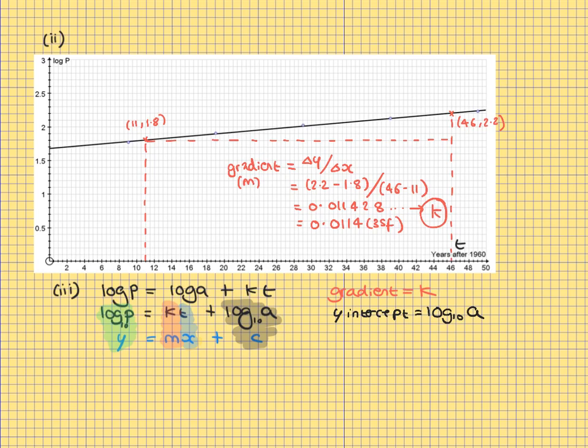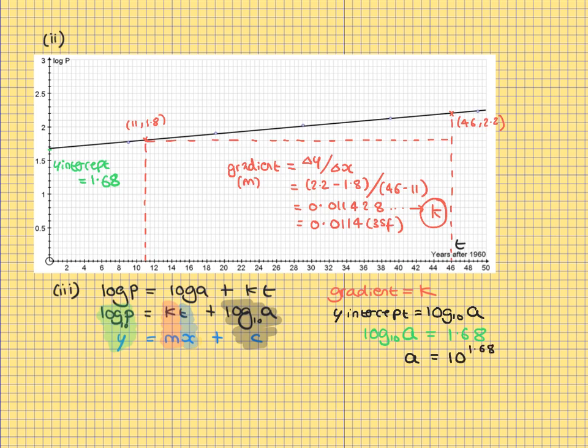I'm going to store this in a calculator memory should we need to use this again later on. So now to find the y-intercept, where we do have to estimate a little bit, we can see this is just under 1.7. So the y-intercept is probably about 1.68, and we are estimating a little bit here. Of course the y-intercept is equal to log to the base 10 of a, so log to the base 10 of a equals 1.68, and we have to solve this little equation. A equals 10 to the power of 1.68.